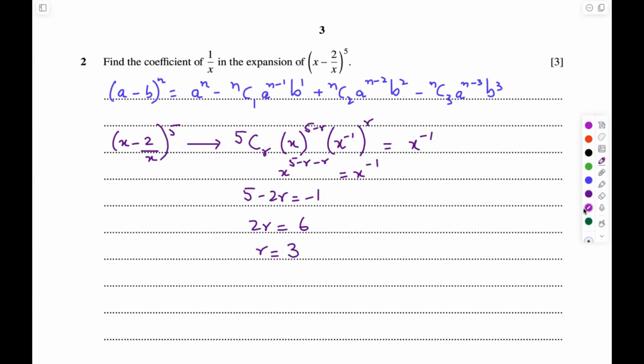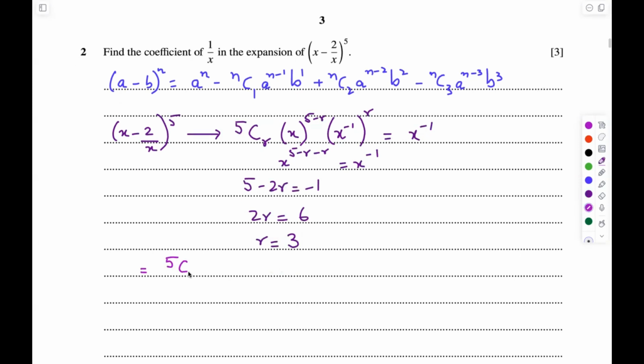Now, once we have r equals 3, we can write this as 5C3. So we'll write 5C3 into a, which is x to the power 5 minus 3, into b, which is minus 2 upon x, to the power 3. Now, if we substitute 5C3 in the calculator, 5C3 is equal to 10.